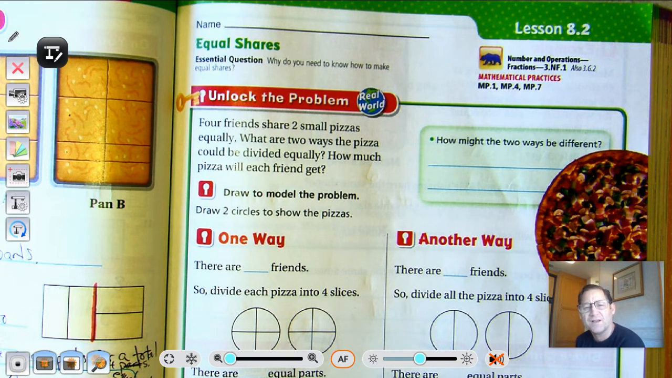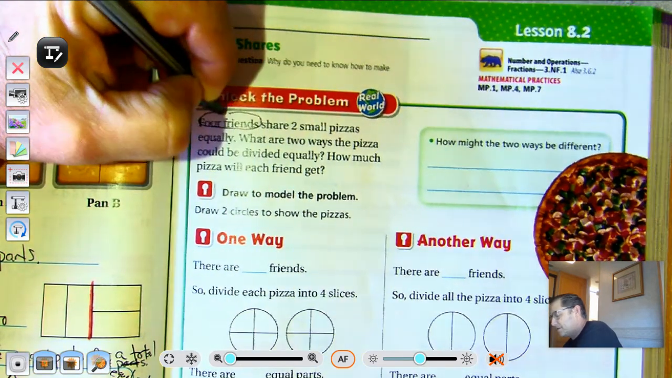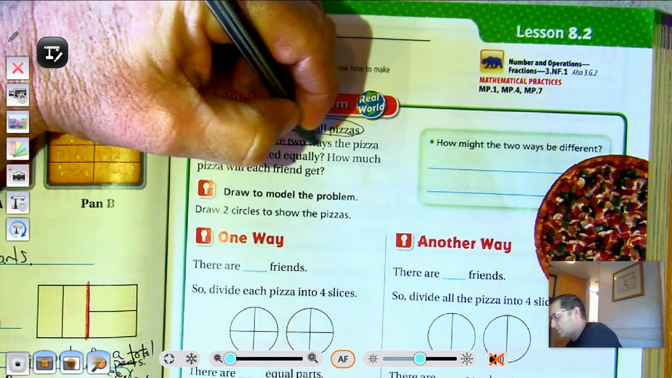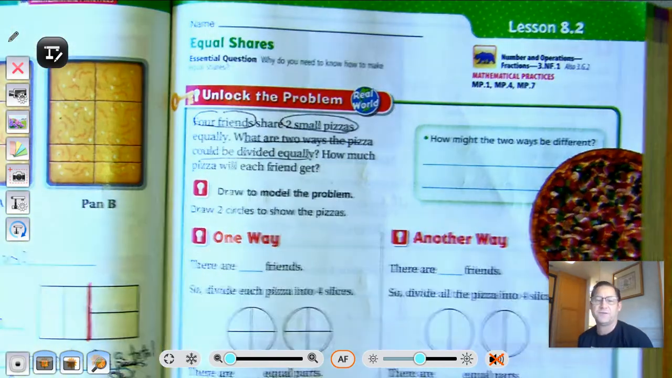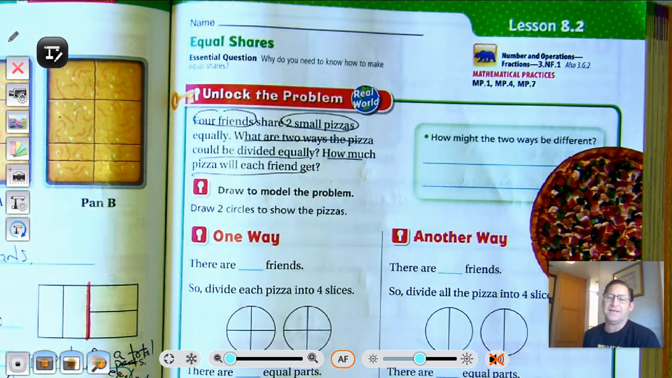Okay, so unlock the problem. 4 friends share 2 small pizzas equally. What are 2 ways the pizza could be divided equally? How much pizza will each friend get? All right, so we have 4 friends, and they're sharing 2 small pizzas. What are 2 ways the pizza could be divided equally, and how much pizza will each friend get?